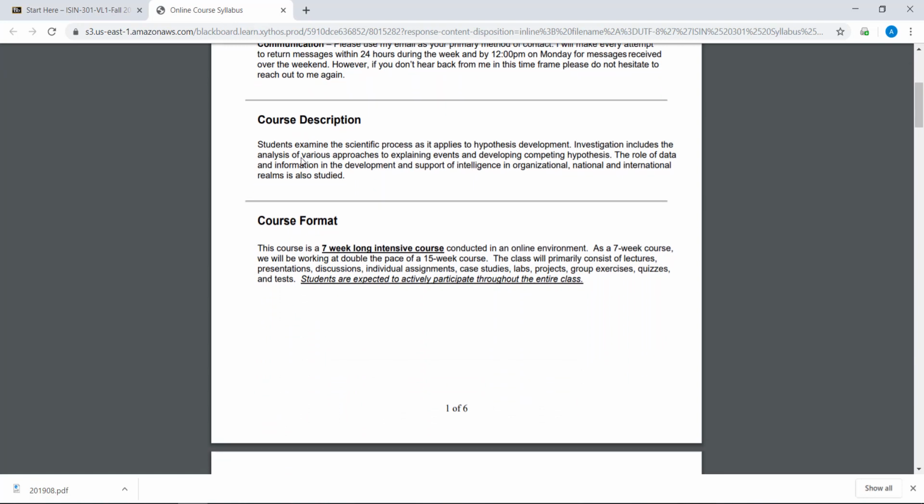This is a 7-week-long intensive course, which means we will be working at the double pace of a regular 15-week course. I would like to encourage each of you to stay on top of the weekly readings and assignments, as falling behind in this double pace course makes it difficult to recover.